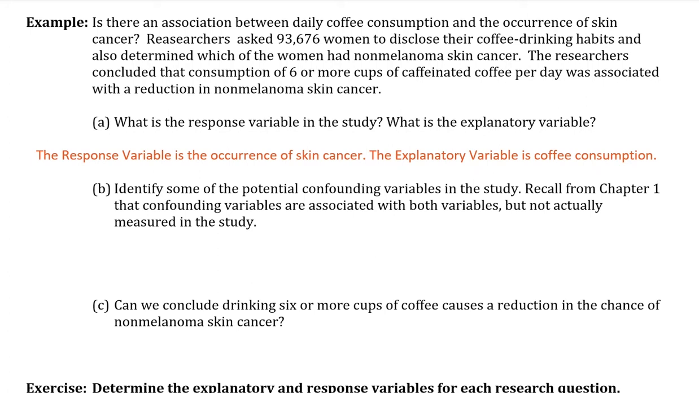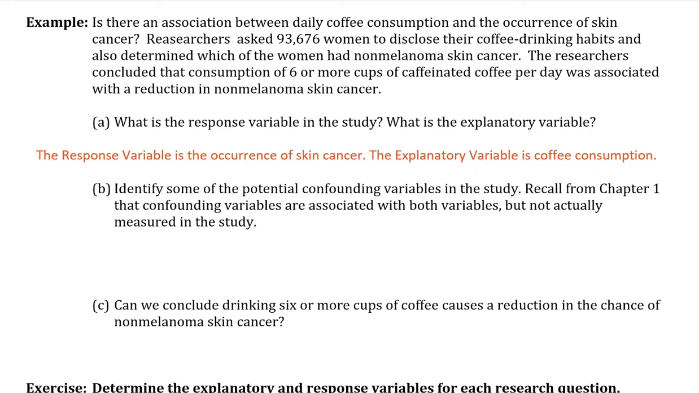Second, we're trying to identify some of the potential confounding variables in the study. Now, recall from Chapter 1 that confounding variables are associated with both variables, but not actually measured in the study. This means that these are variables that may not be explicitly stated, and oftentimes are not until the discussion phase of many studies. However, there's sometimes even variables that the researcher may have forgotten about. Maybe it's a variable that's sitting in the background that may influence both of these. And there tends to be a lot of these types of variables.